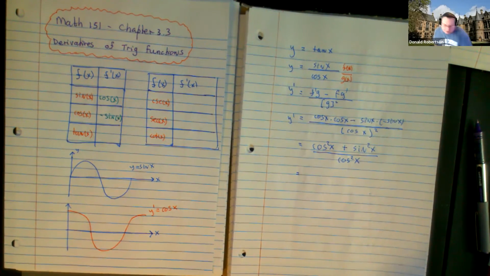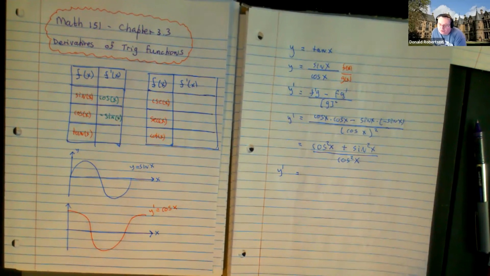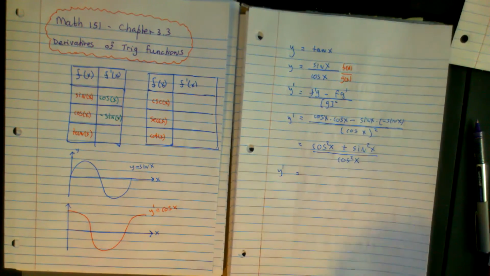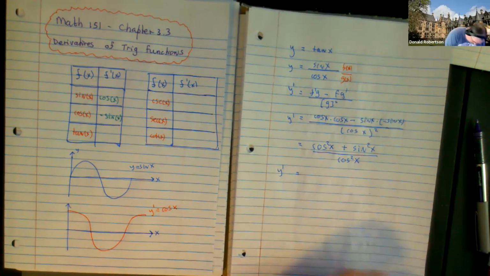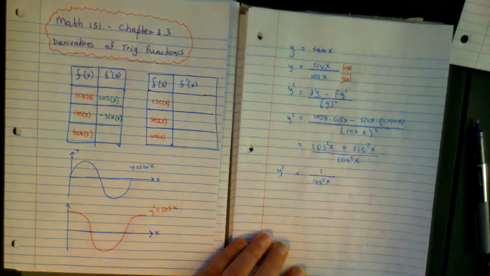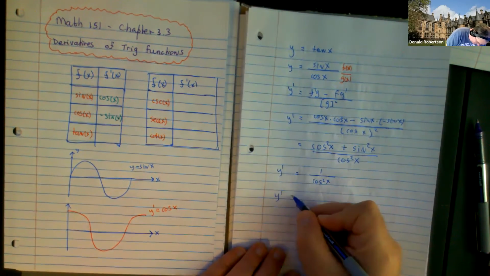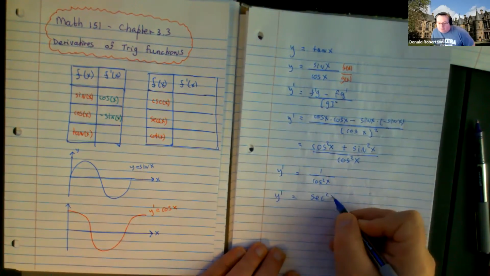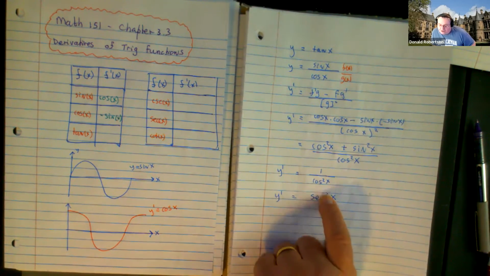Okay, style points is now kicking in. Is there any identity that you know of from your 142 world that you could use to make this thing simpler? Yeah, the whole expression equals secant squared x, because the top equals 1, divided by cosine squared x. The top is equal to 1. And just like you said, one over cosine is a secant. So 1 over cos squared is secant squared.